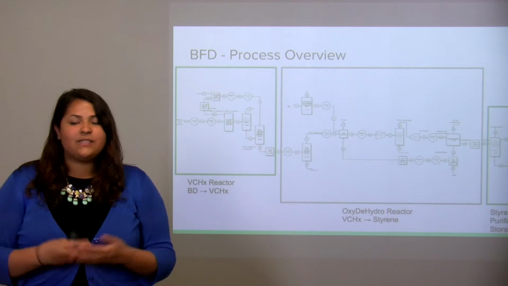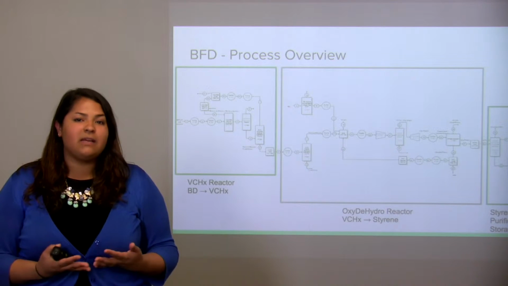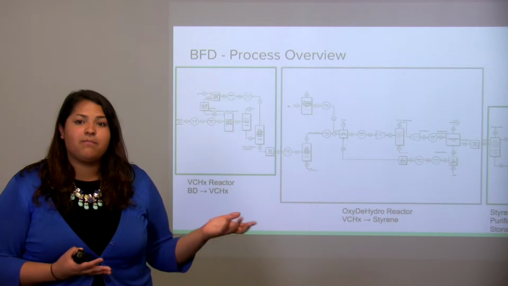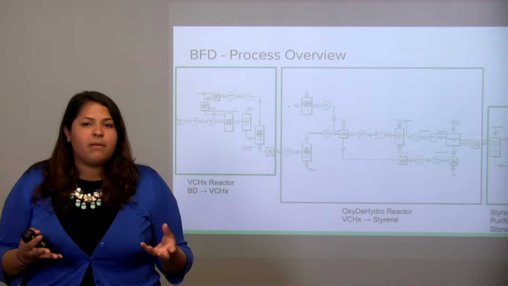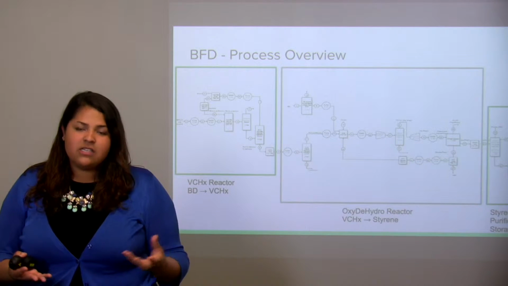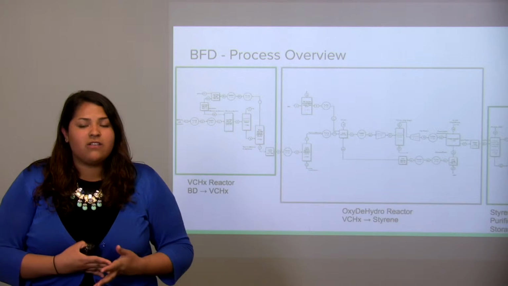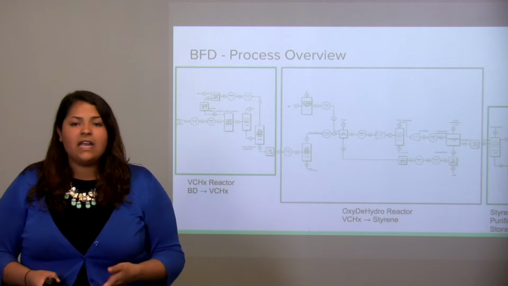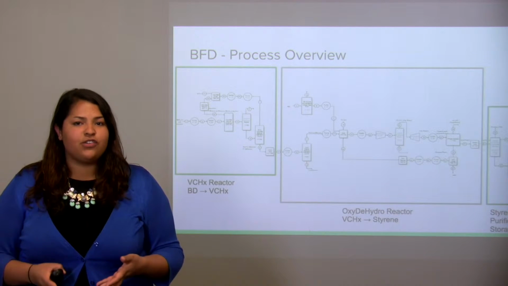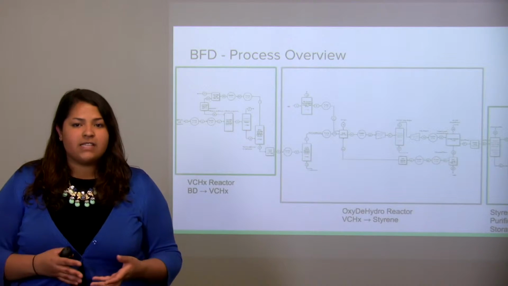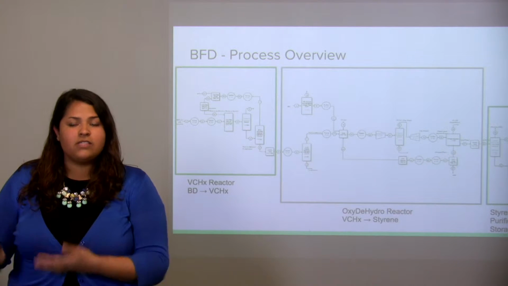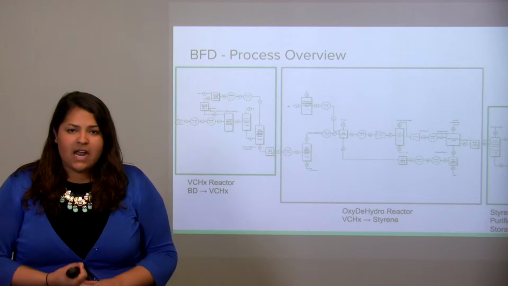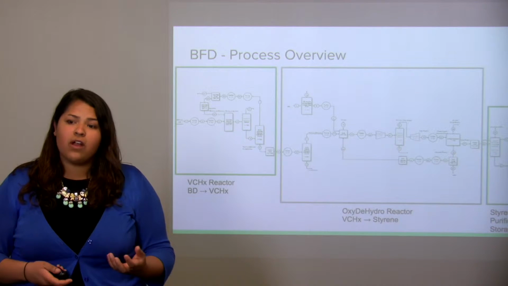With these required specifications in mind, we were then able to further develop and design our plant process, as shown here by this BFD. Our plant process can be broken down into roughly three main sections. The first is the production of vinyl cyclohexene using the VCHX reactor. The second is the oxydehydrogenation process, where vinyl cyclohexene is converted into styrene. And the last portion is purifying the styrene product, removing any impurities, and storing it.